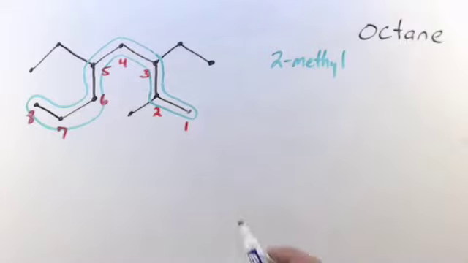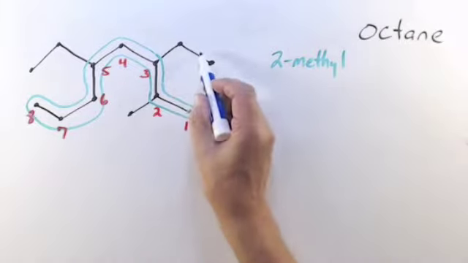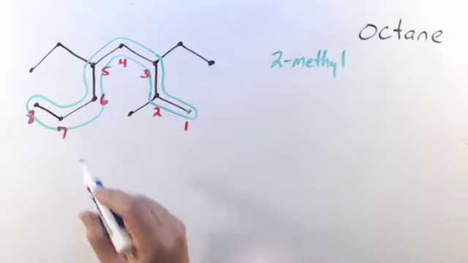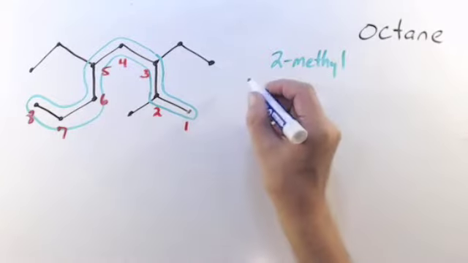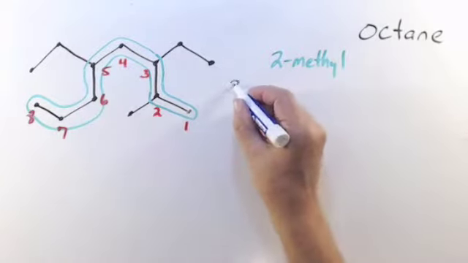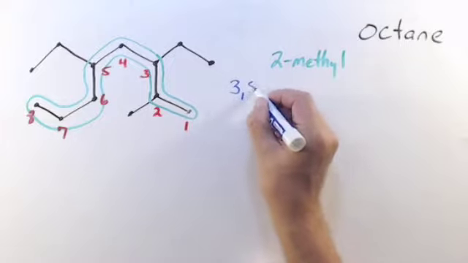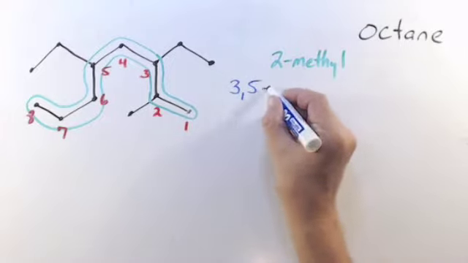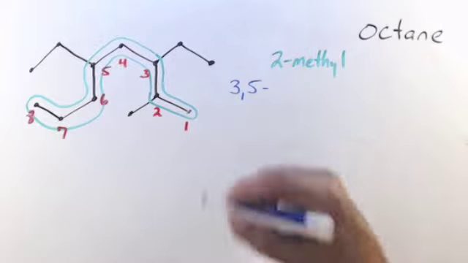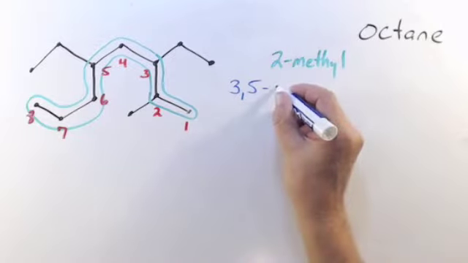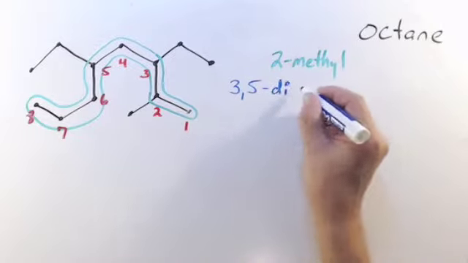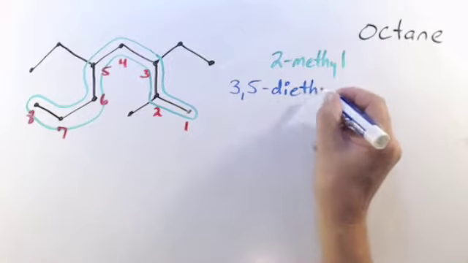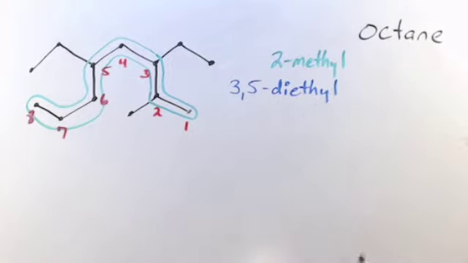What else do we have in here? Well, on the third carbon, we have an ethyl group, and on the fifth carbon, we have another ethyl group. So what we would do is write 3,5, because those are the places of my 2 ethyl groups. If there's 2 of them, I say it's diethyl. Now, the next thing to do is, there's no more groups, so I just put them all together for the name.